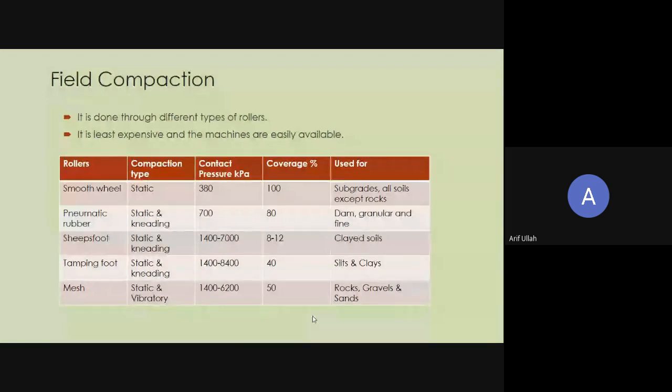The different techniques of field compaction include roller compaction. The smooth wheel compaction type is static, with a contact pressure of 380 kPa and coverage of 100, used for subgrade of all soils except rock. Another type of roller is the pneumatic rubber roller, which is static and kneading, with contact pressure 70 and coverage 80. It is used for dams, granulars, and fines.